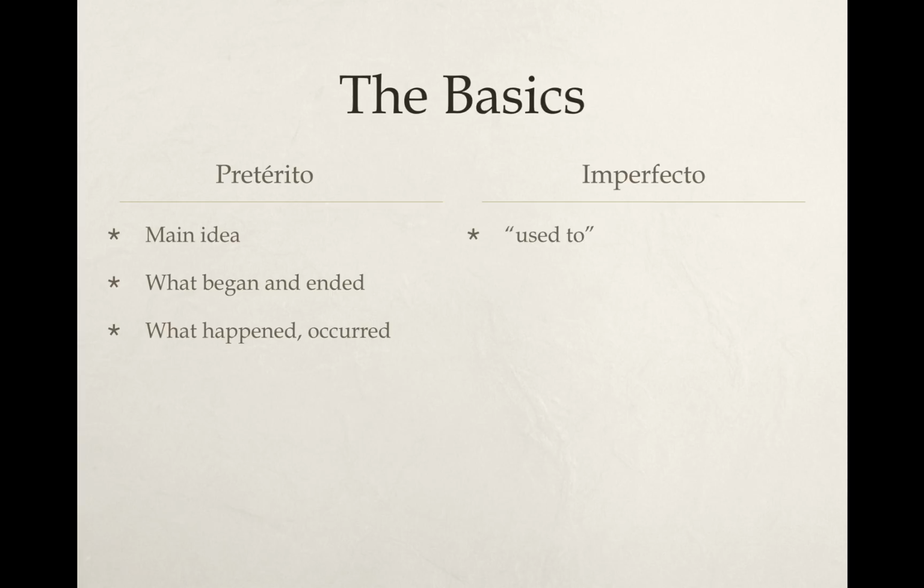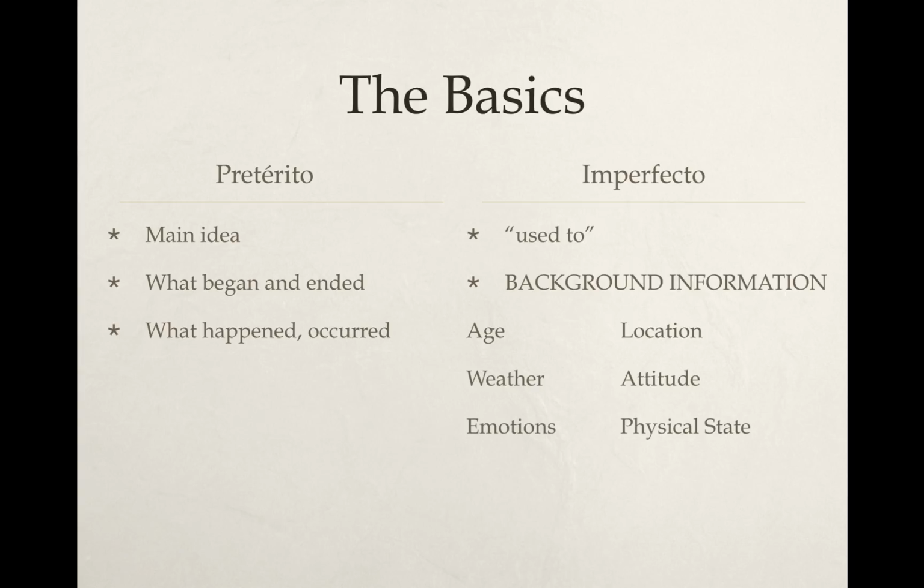The imperfect tense is going to be used for actions that used to happen, like I used to play baseball, things like that. And it's also going to cover background information. Background information can include age, location, weather, attitude, emotions, physical state, time, and progressive actions. You can use the acronym AWETLAPP to remember when we use the imperfect tense in terms of background information.